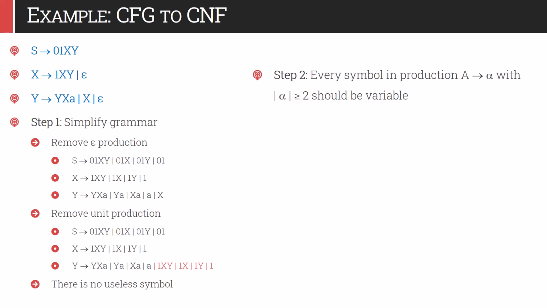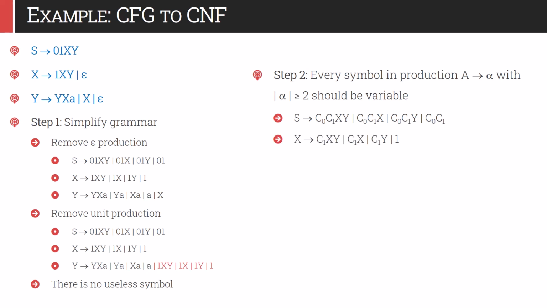Next, for every production of the form A gives alpha, if the length of alpha is greater than or equal to 2, then we have to replace terminals by a variable. So if you look at the first production, S gives 0, 1, XY. Here length is greater than 2, so 0 and 1 should be replaced by some non-terminal symbol. Let us consider it as C0, C1, because X and Y are already there. So I'm not taking X0, XY, rather I'm taking it as C0, C1. Fine. So all 0 and 1 will be replaced by C0, C1.